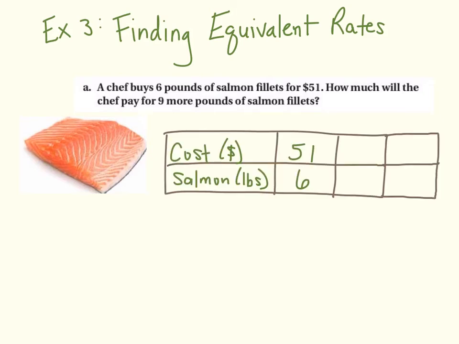In this example, we're going to set up that equivalent rates table or a ratio table, and we'll put cost on top and salmon, and it's being measured in pounds, on the bottom. And they tell us in the problem that the chef pays $51 for 6 pounds of fillets, but they want to know how much he's going to pay for 9 more. So not a total of 9, but 9 more pounds than what he already paid.